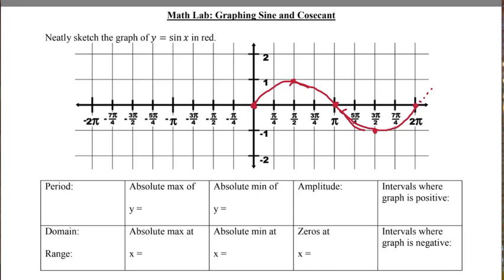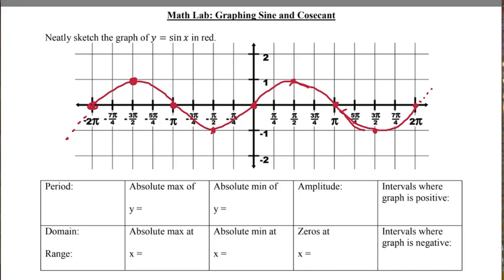So we want to graph in the wave that is to the left of the y-axis. So at negative pi over 2, it's at negative 1. At negative pi, we're back to 0. At negative 3 pi over 2, we're at 1. And at negative 2 pi, back to 0. And again, the graph continues. These boxes that are filled in here are the same ones from the other sheet. If you would like to copy the information here, you may do so.